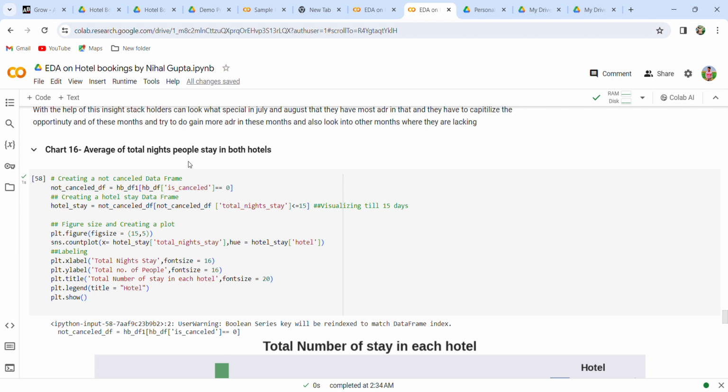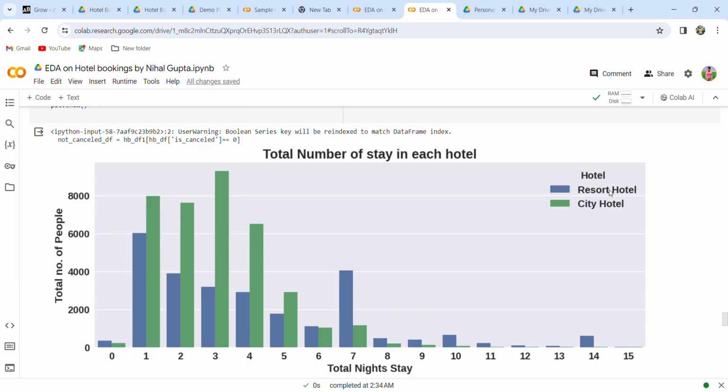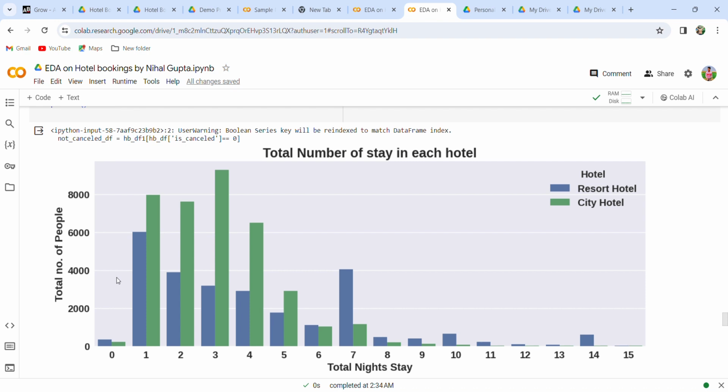Average of total nights people stay in both of the hotels. This is the average nights people stay in both hotels. This is the city hotel and this is the resort hotel. In this bar chart we can easily see that in our city hotel people stay more nights than in our resort.